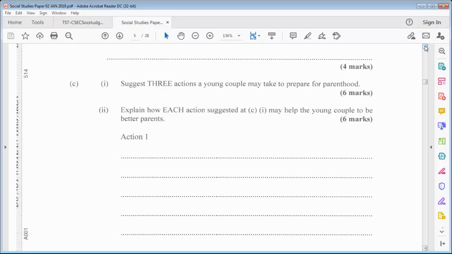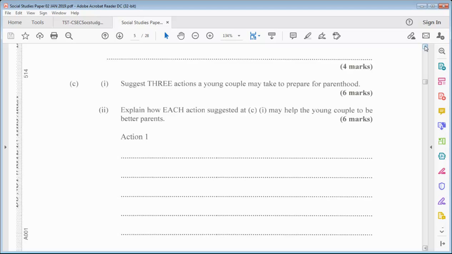What's the third action that a young couple may take to prepare for parenthood? Because it's 3 actions we're required to give. What is another action? Well, the third action is being emotionally and psychologically ready. What do we mean when we say emotional and psychological readiness? That's the third action, emotional and psychological readiness.